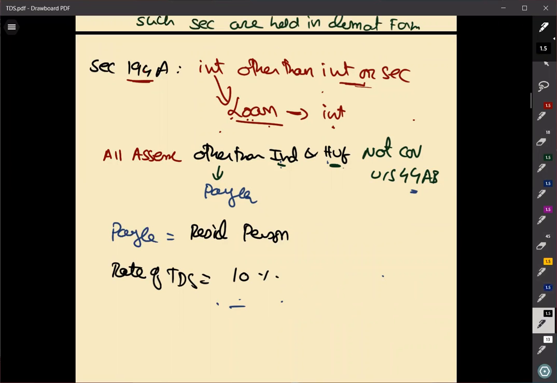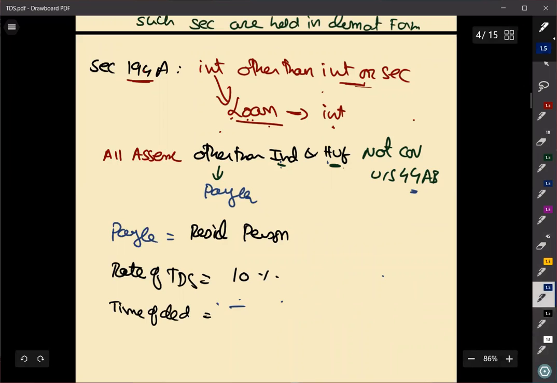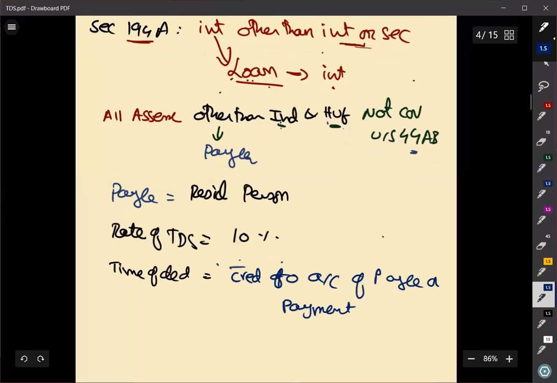Now, time of deduction. What is the time of deduction? If you are not deducting in time, you need to pay interest on that as well. Now, what is the time of deduction? Same as 193. That means what? At the time of credit to the account of the payee or payment, whichever is earlier, by that point of time you are supposed to deduct the TDS. That is what is mentioned as a part of your section 193.